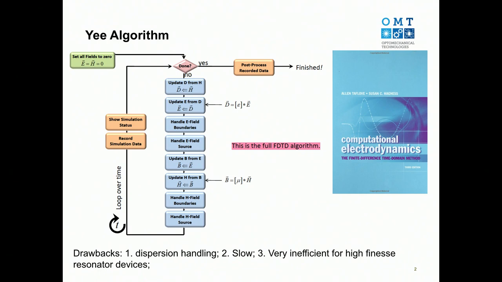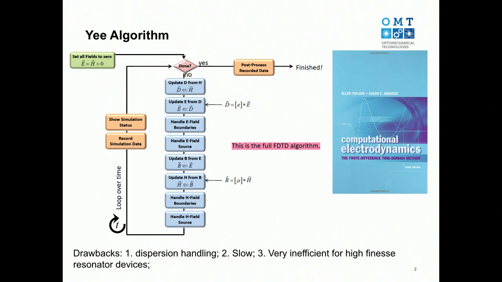Now FDTD also has certain drawbacks. The first is the dispersion handling. Because you set the time step, and if you simulate a broadband wavelength, the shorter wavelengths and the longer wavelengths have different grids, because your mesh is based on the wavelengths. Therefore, in the method, your short wavelengths and longer wavelengths propagate at a different speed. This gives you numerical dispersion, which is an artifact of the model. So this is artificial dispersion.